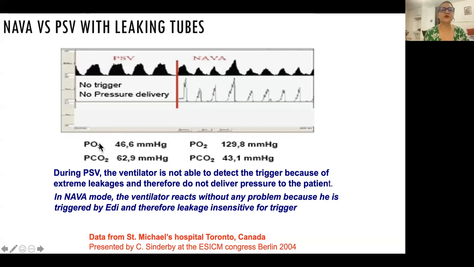And hence, if you look at the babies who are on PSV with the same kind of lung pathology and compare them with the babies on NAVA, you will see that with PSV the PO2s are on the lower side and PCO2s are on the higher side. Vis-a-vis, with NAVA the PO2 is quite high and the PCO2 is quite low. So this is the thing which is quite glaringly different between the two.